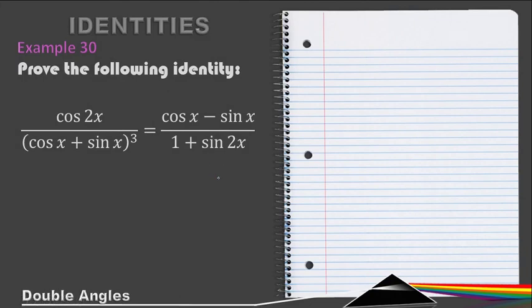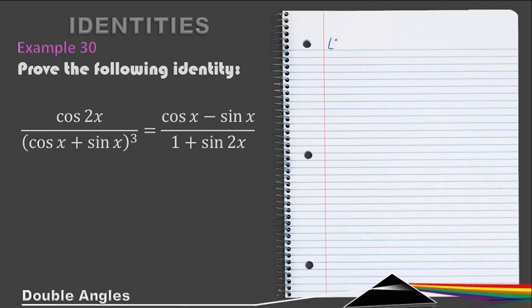So for example 30, prove the following identity. Okay, so over here we have both sides looking pretty complicated, and both sides have a double angle in it. So we might have to start from both sides at some point and work our way to a common point. Now let's look at starting with this guy.